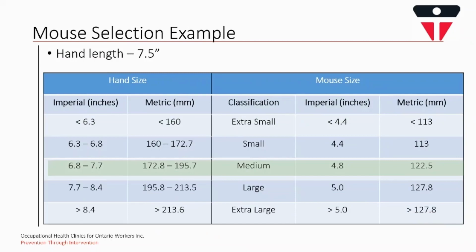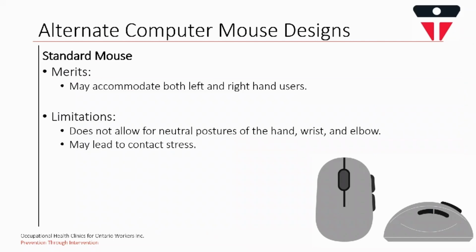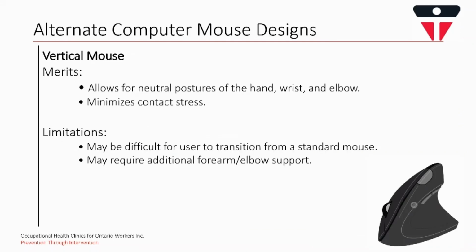Now there are alternate computer mouse designs. There is the standard mouse, which has the merit that it accommodates both left and right hand users. The limitation is it doesn't allow for neutral postures at the hand, wrist, or elbow, and can lead to contact stresses. A vertical mouse allows for neutral postures at the hand, wrist, and elbow, and minimizes contact stress. Limitations: it may be difficult for users to transition from a standard mouse and may require additional forearm or elbow support.